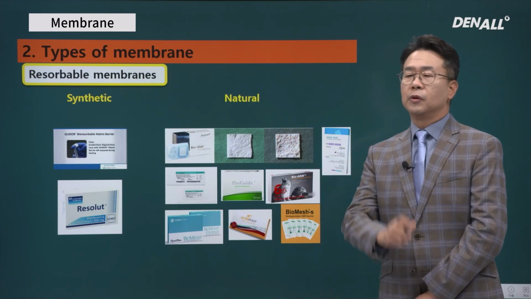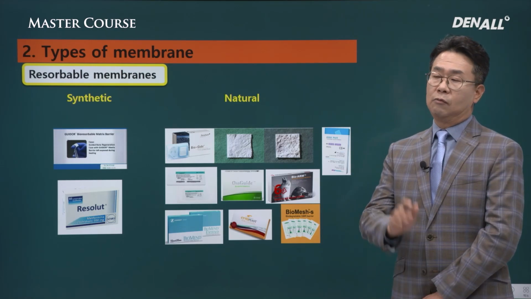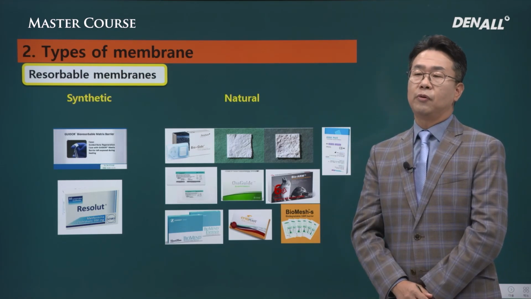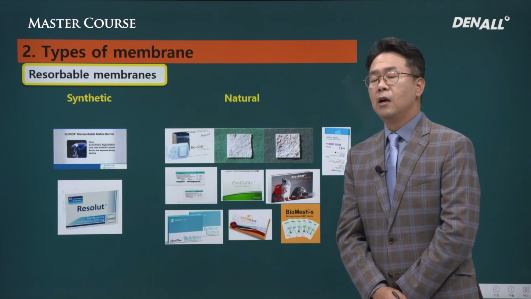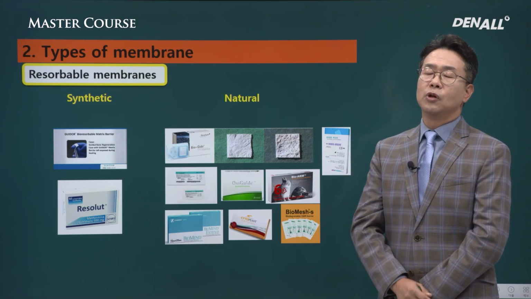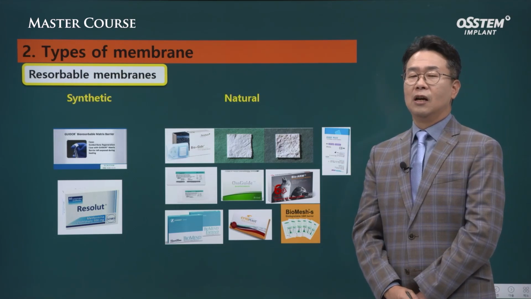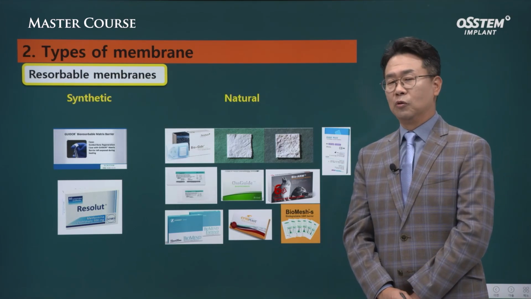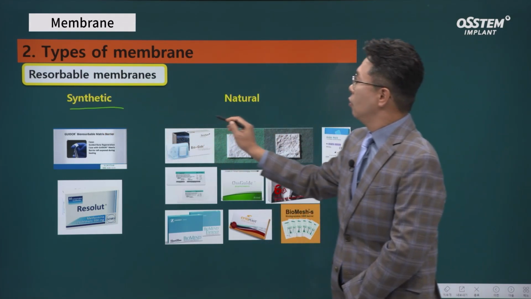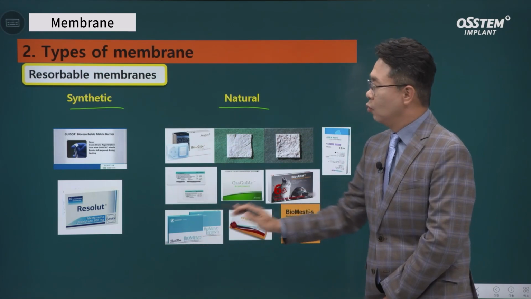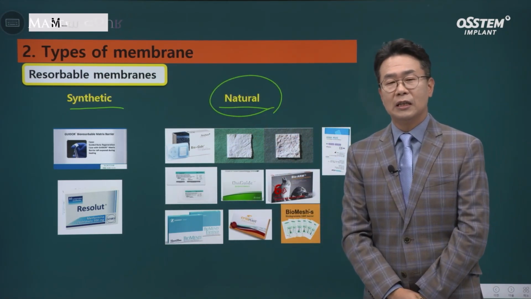These days, resorbable membrane is used more frequently than non-resorbable membrane. This is because additional surgery is not necessary, and when exposure occurs, it is easier to control. The basic principle is that we need to avoid exposure, and this should be abided by. With the resorbable membrane, we can get good results in this way. Resorbable membrane can be divided into synthetic and natural membranes, and as you can see, there are many more natural options available.